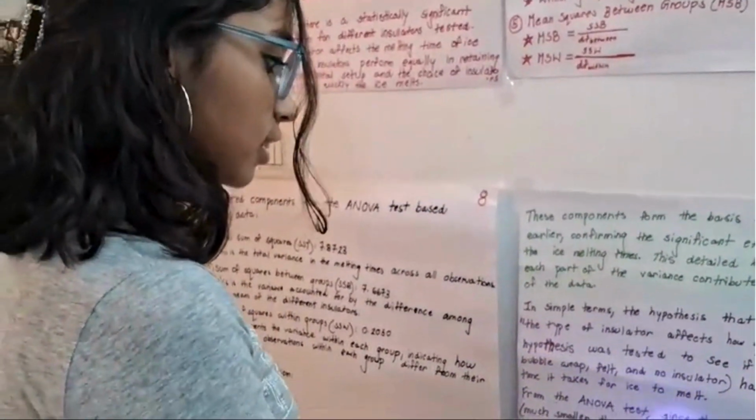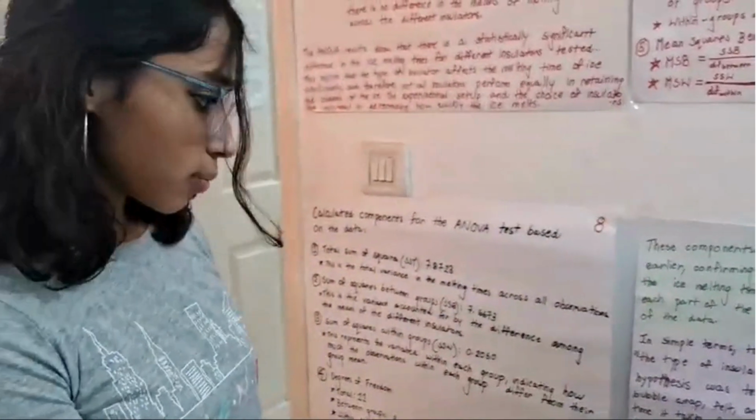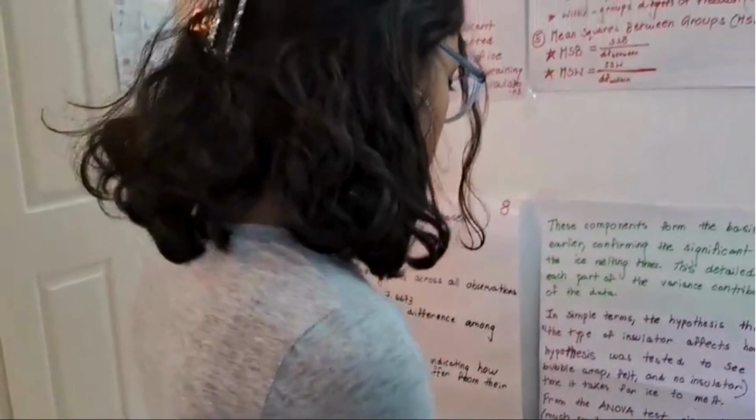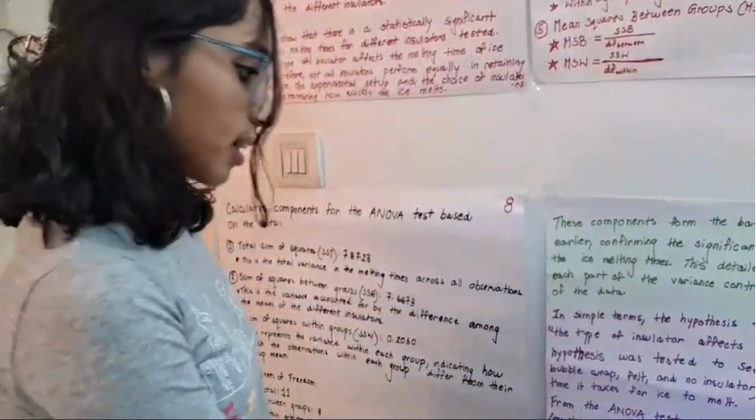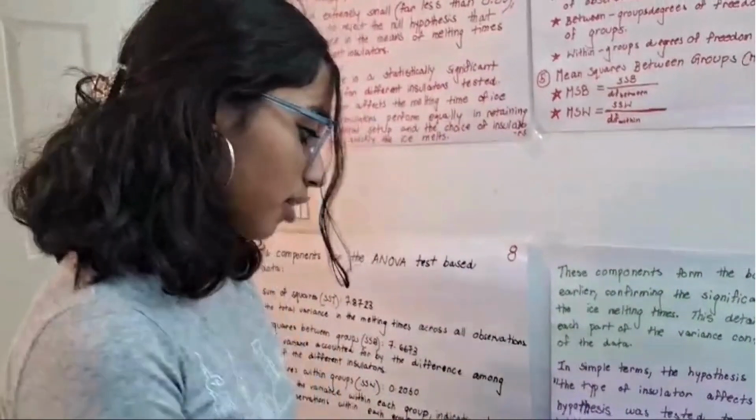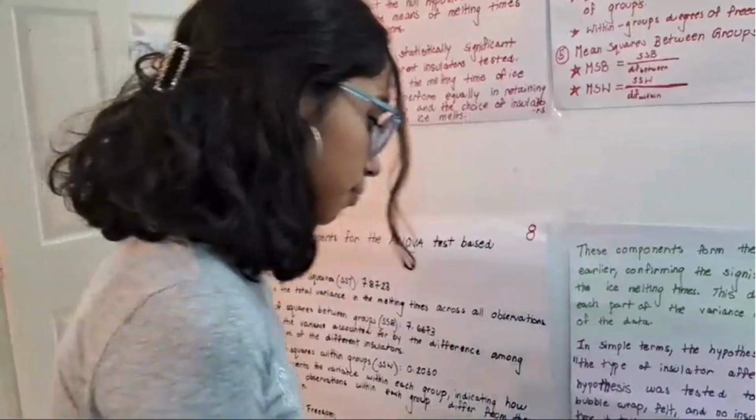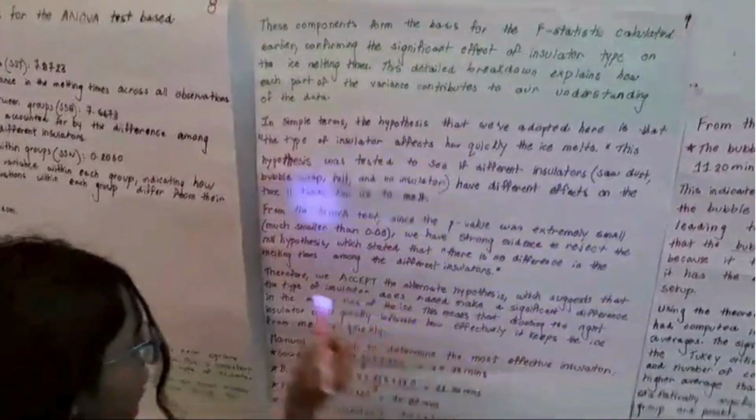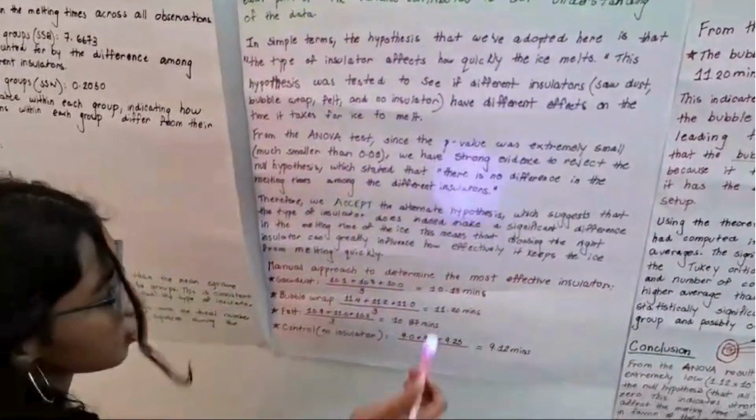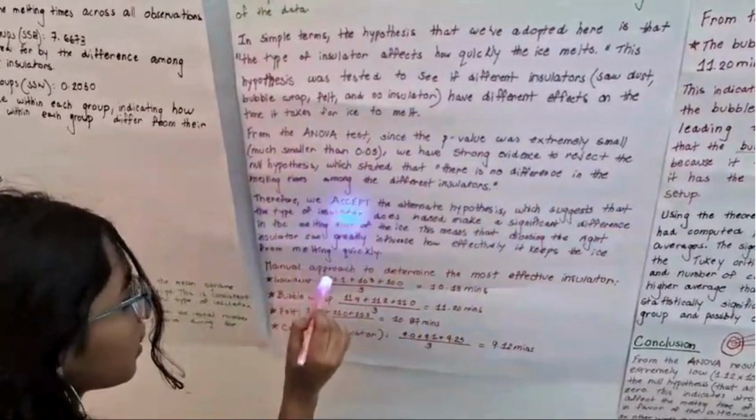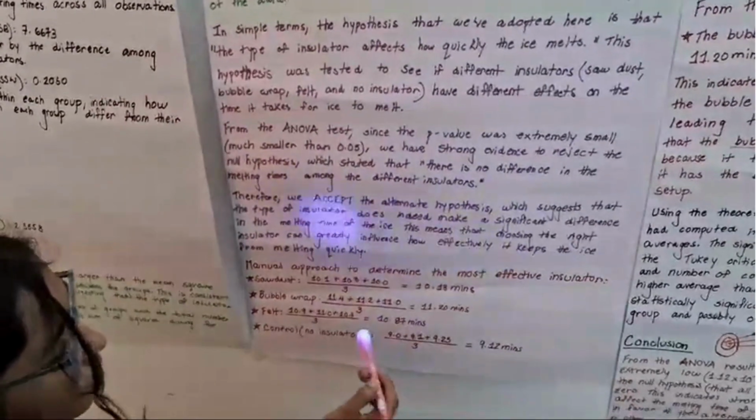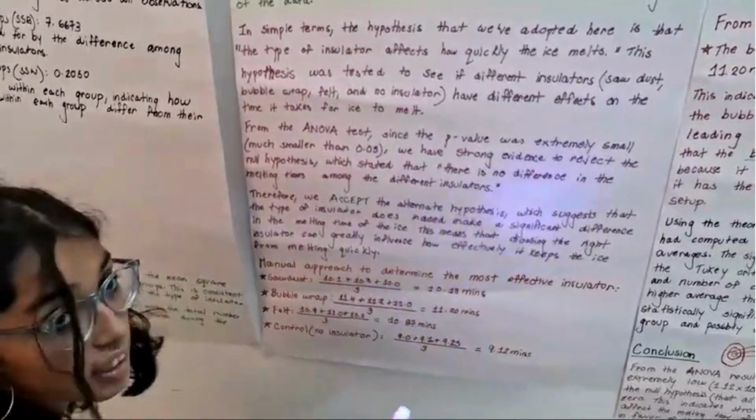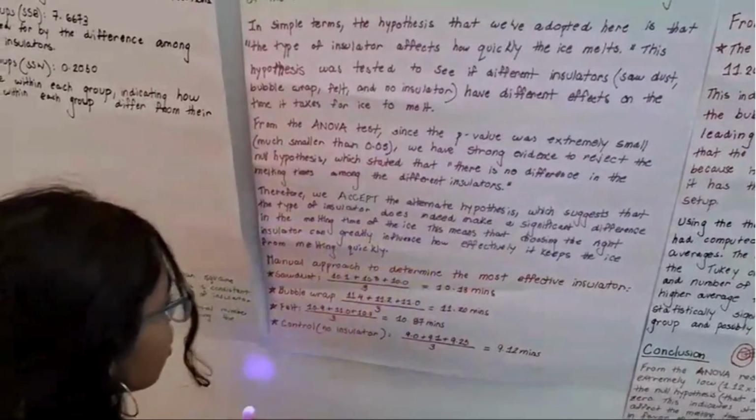From the ANOVA test, since the p-value was extremely small, much smaller than 0.05, we have strong evidence to reject the null hypothesis, which stated that there is no difference in the melting times among the different insulators. Therefore, we accept the alternate hypothesis, which suggests that the type of insulator does indeed make a significant difference in the melting time of the ice. This means that choosing the right insulator can greatly impact how effectively it keeps the ice from melting quickly.